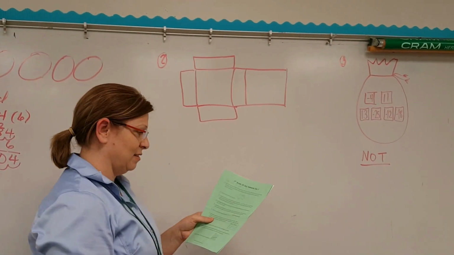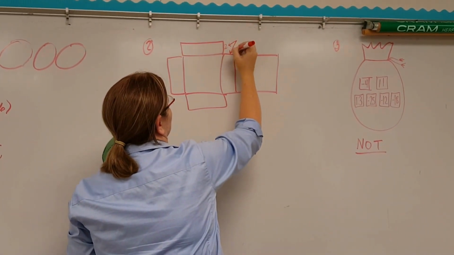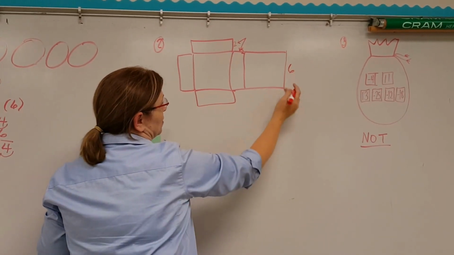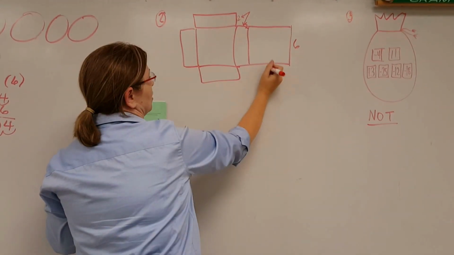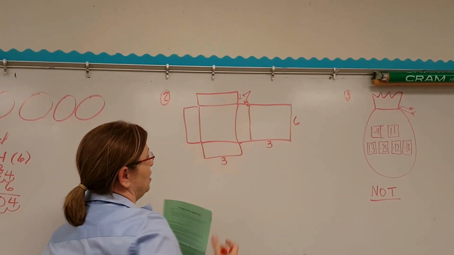Next page. Find the total surface area of the net. Okay. On this one, the numbers that it gives you are 6 on this side, 3 down here, 3 down here, and 2 and 2 over here.